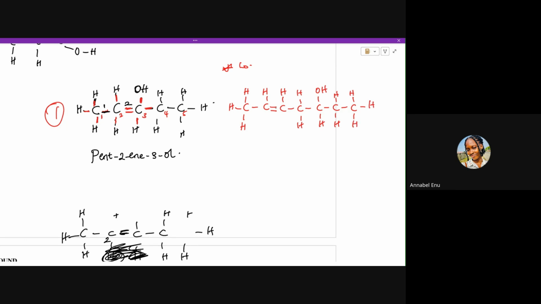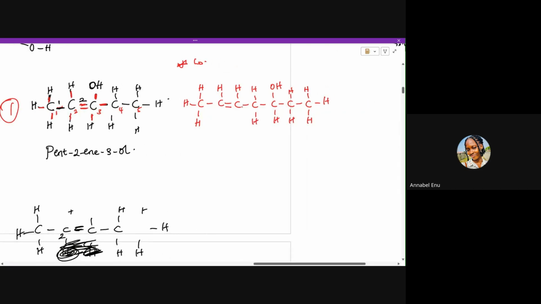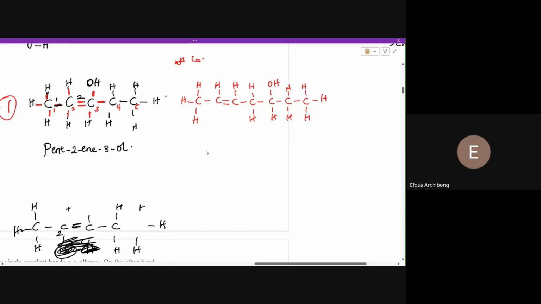What is the longest carbon chain here? From the red one, from the right side. Yes.